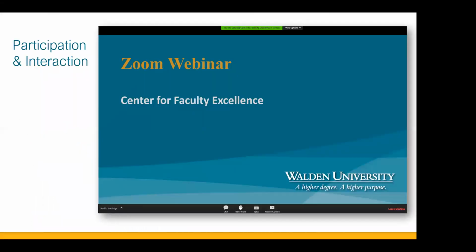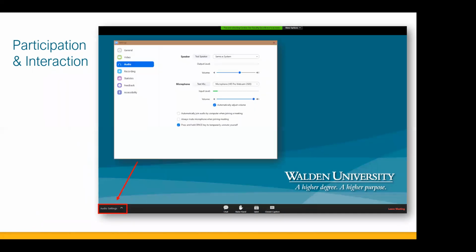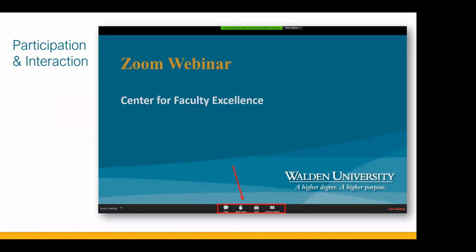Before we get started with the presentation, we're going to go through a little bit of Zoom tips and tricks. In the bottom left-hand corner of your screen, you'll notice a button that says Audio Settings. If you click that button, some settings will pop up. For now, the microphones are muted, but if you have any problem hearing the audio, you can click that and adjust your speakers.